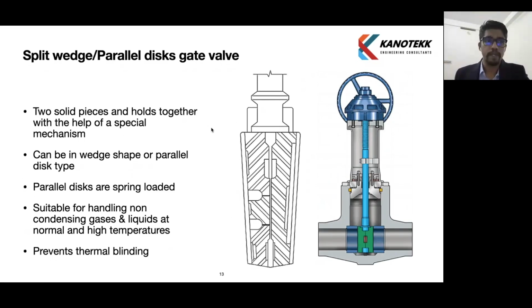Okay, next we are seeing the split wedge or parallel disc gate valve. This is a more flexible type, with two solid pieces held together with a special mechanism. Also, there is a parallel disc type which is spring loaded. This is suitable for handling non-condensing gases and liquids at normal and higher temperatures. Similarly, this is the best option to prevent thermal binding in the system. And for higher temperature applications, we always prefer a split wedge gate valve.